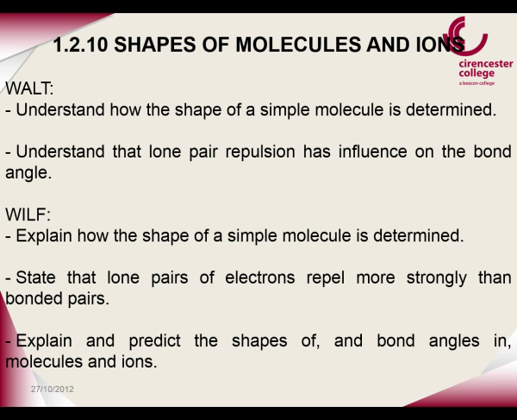Your lesson objectives for today are: understand how the shape of a simple molecule is determined, understand that lone pair repulsion has influence on the bond angle. At the end of the lesson, you should be able to explain how the shape of a simple molecule is determined. Also, you should be able to explain that lone pairs of electrons repel more strongly than bonded pairs. For the exam, you need to explain and predict the shapes of and bond angles in molecules and ions.